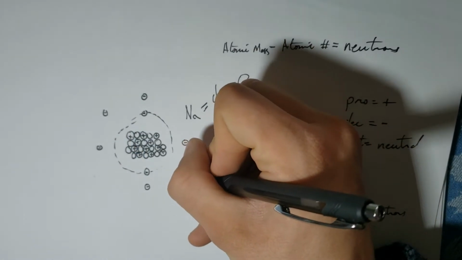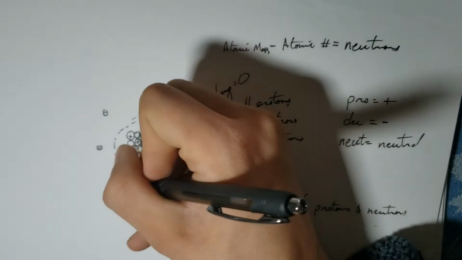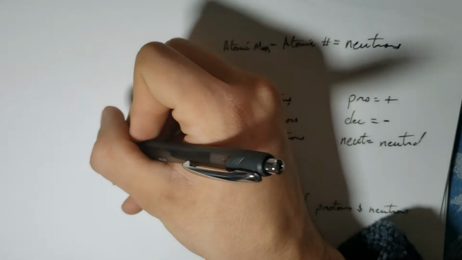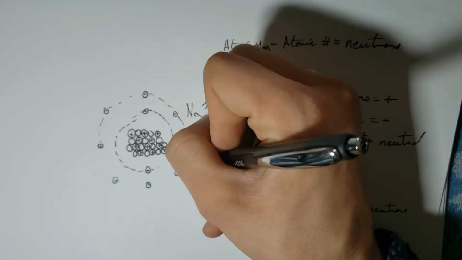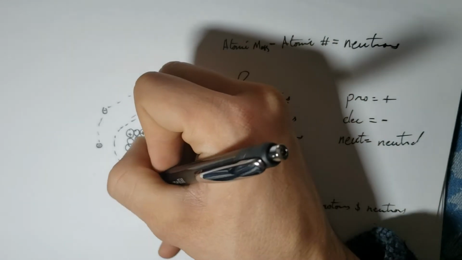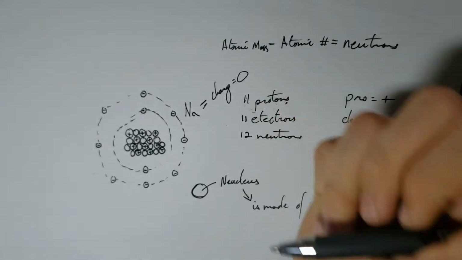So that's 4, 5, 6, 7, 8. And that's how many our second shell can hold. It can't hold more than 8. It can always hold less than 8, sure, but it can't hold more.